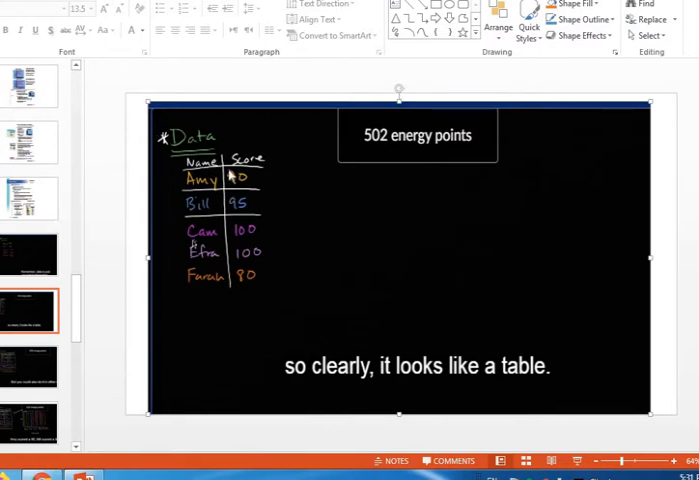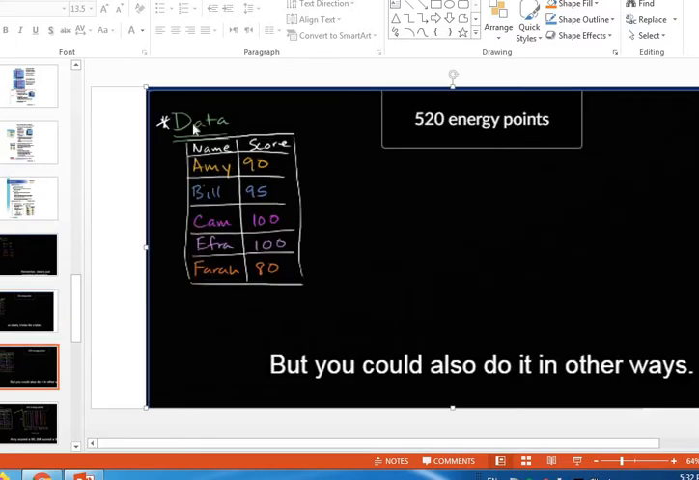If we just make a table and write here the name and score, what is this table doing? It clearly looks like a table. So if we complete this table, it's a table for recording data. I know from this table that Amy scored 90%, and if I ask you what the score of Cam is, I search for Cam and find that Cam got 100%. And if I ask you in this table what the score of Farah is, I will know that she scored 80%.